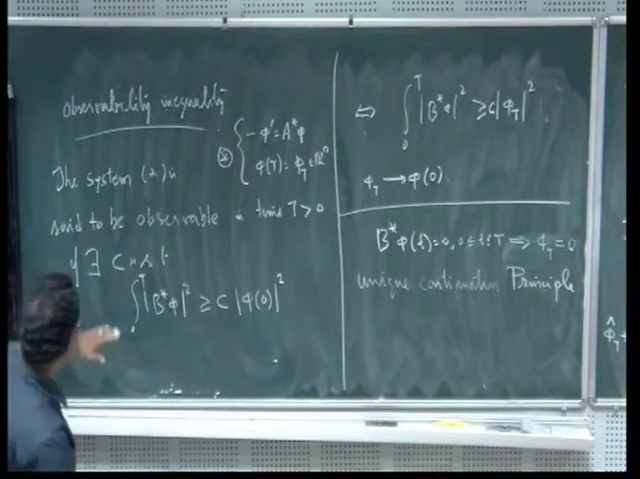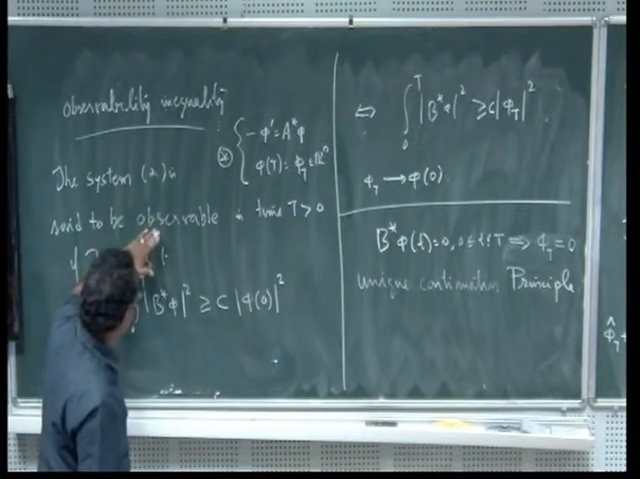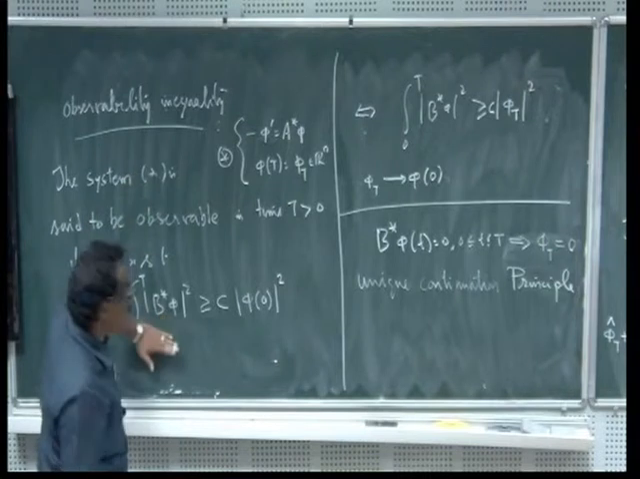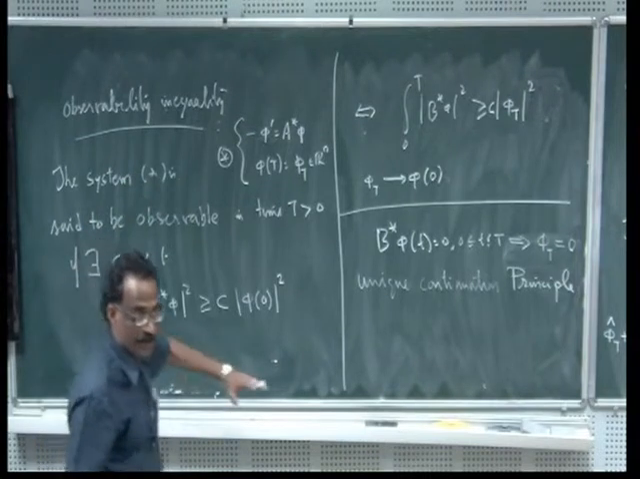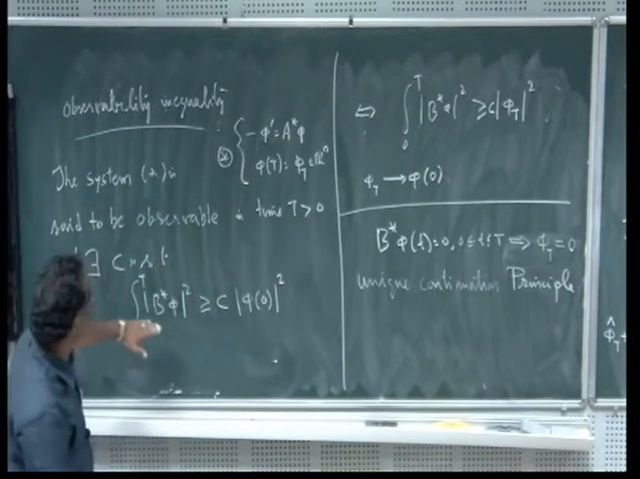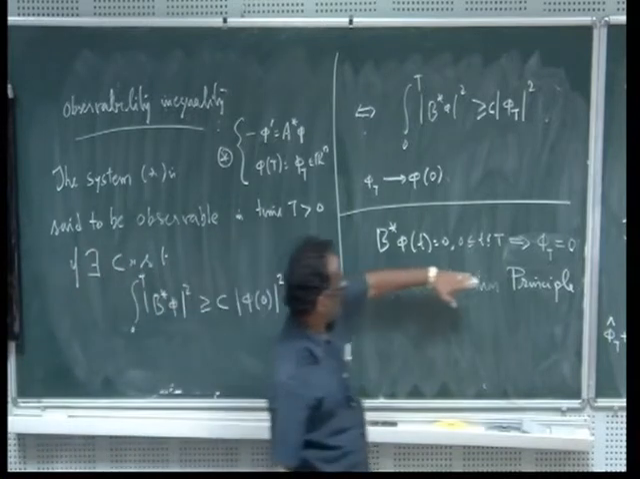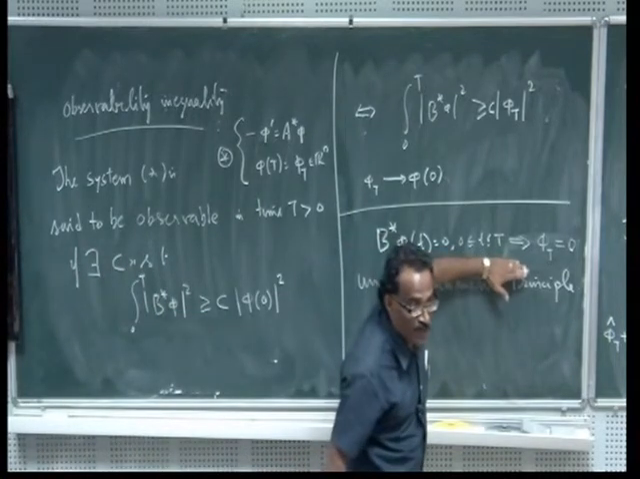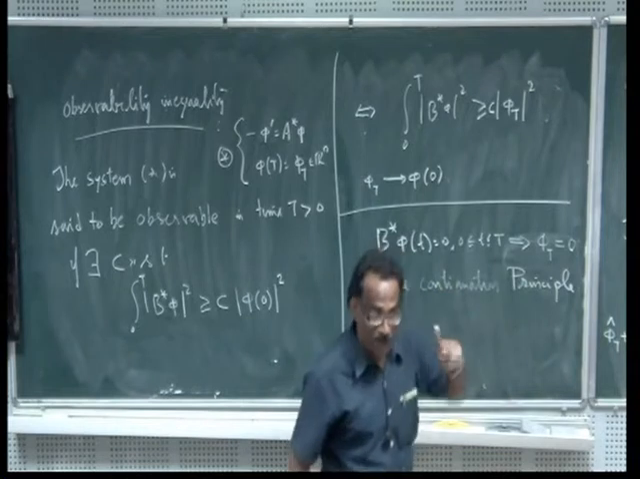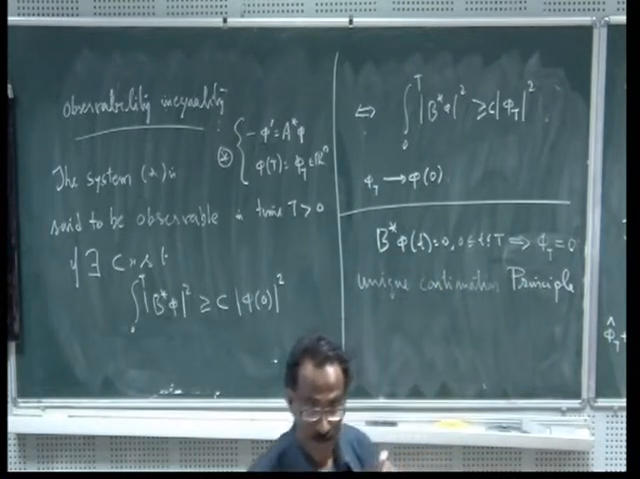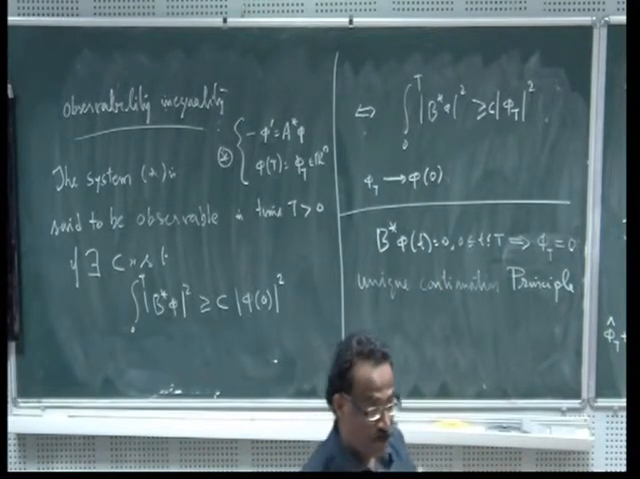So what does it say? When your system has this observability estimate, an observable system is observable, and then it satisfies a unique continuation principle. But for finite dimension, that's the difference between when you go from the ODE to PDE.